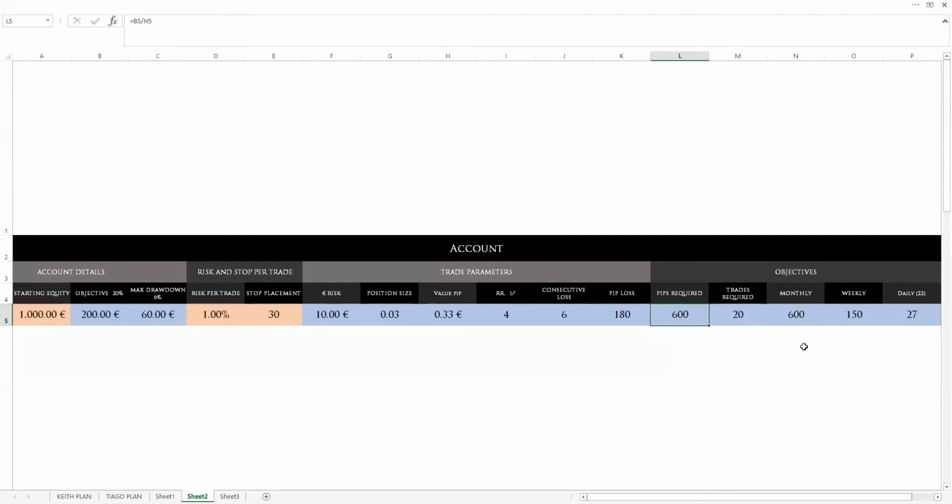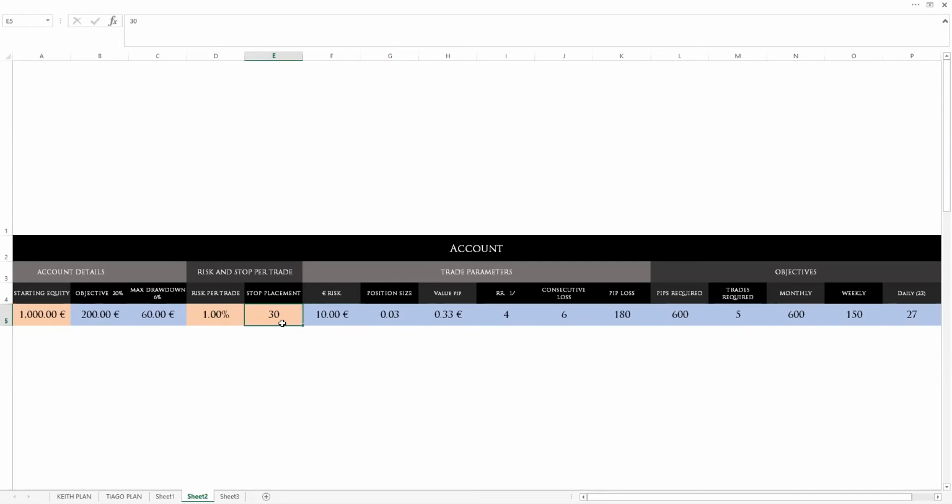And so monthly objective would be 600 pips, weekly objective would be 150, daily objective would be 27. I had to change this cell, it was wrong as well. So I would need 5 trades if I had a 1% risk to achieve 20% goal using a 30 pip stop.